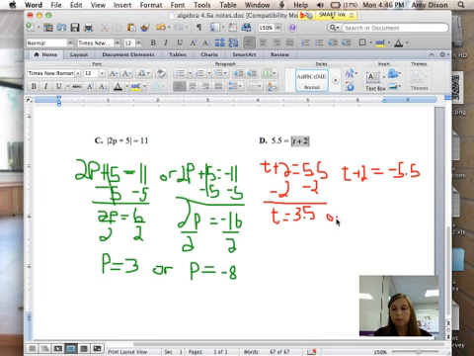Or, on the other side, if we subtract 2 from both sides, we get t could equal negative 7.5. So both of those answers will make this statement true. And that is how you solve an absolute value equation. At the next lesson, we will talk about how to solve an absolute value inequality. Thank you for listening.